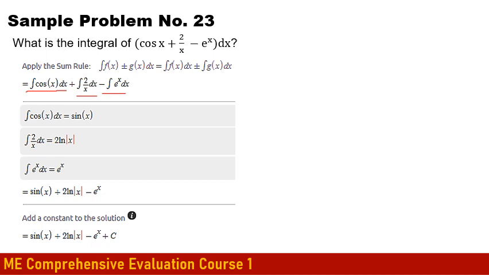So for the first term, the integral of cosine is sine. For the second term, since we have a constant 2, we can take that out and take the integral of dx over x, which is ln x. So that's why we have 2 ln x. For e to the x, it's still e to the x. Substituting back those results, we can get the integral as sine x plus 2 ln x minus e to the x. And adding the constant to the solution, we will have sine x plus 2 ln x minus e to the x plus c.